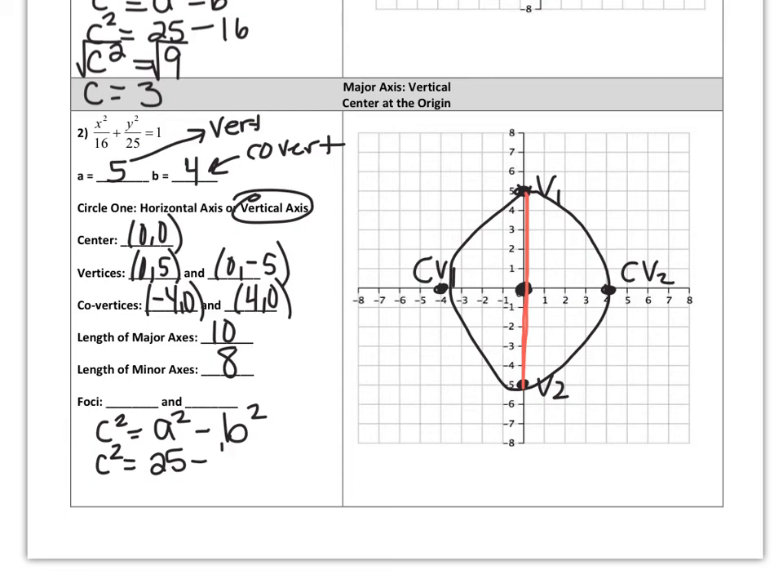And my b is 4, so I square it, I get 16. So c squared is equal to 9. Take the square root, and I get c is equal to 3.